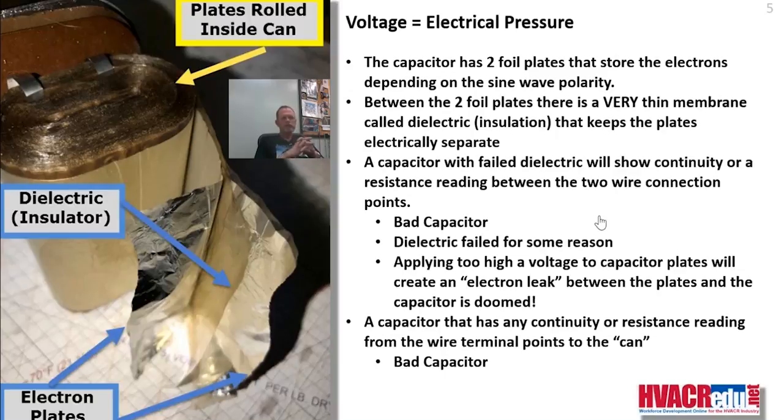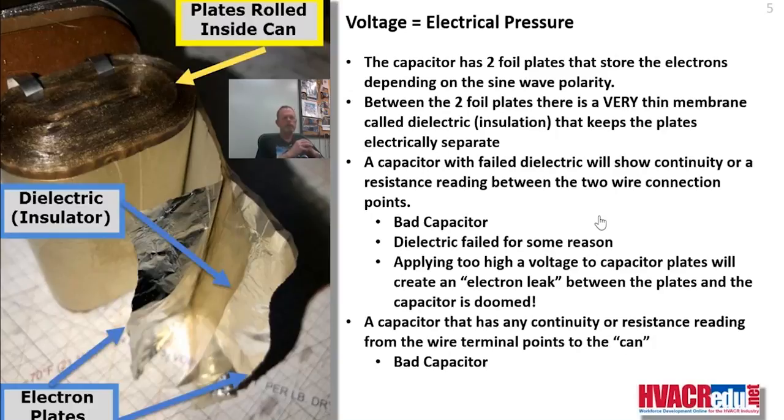All right. A capacitor with a failed dielectric will show continuity or resistance reading between the 2 connection points at the top of the capacitor. If you have any continuity from an ohm meter's reading between those 2 terminals where you wire the capacitor, it's a dead capacitor. The dielectric failed because now I have leakage between the plates.